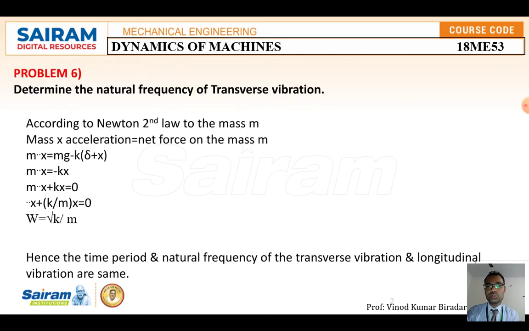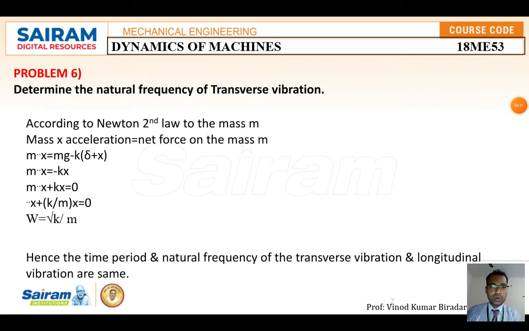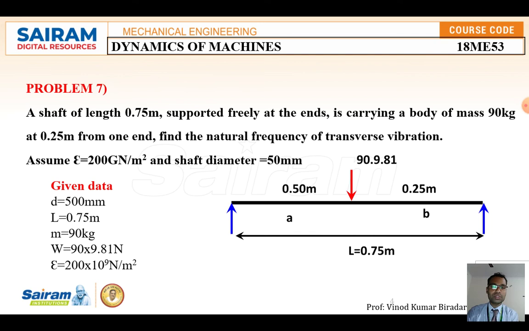Like this you have to find out the transverse vibration problems. The first one was to find the natural frequency according to Newton's second law, and the second one is the problem based on the shaft. The main thing to remember is the natural frequency f of n. If the question gives it in terms of delta, use the formula 0.4985 divided by the square root of delta. If it is given in terms of spring mass, then use the formula 1 by 2 pi times the square root of k by m. So these two formulas are for the natural frequency.